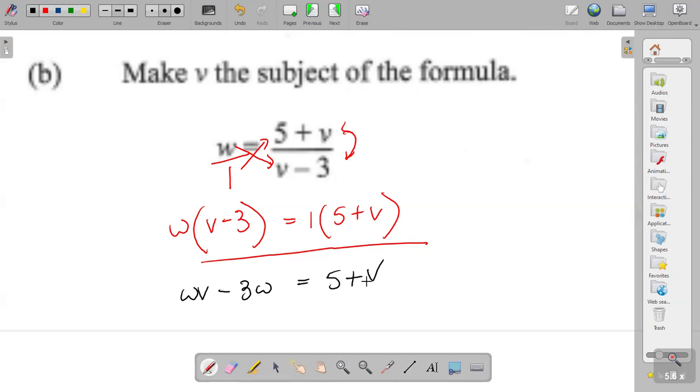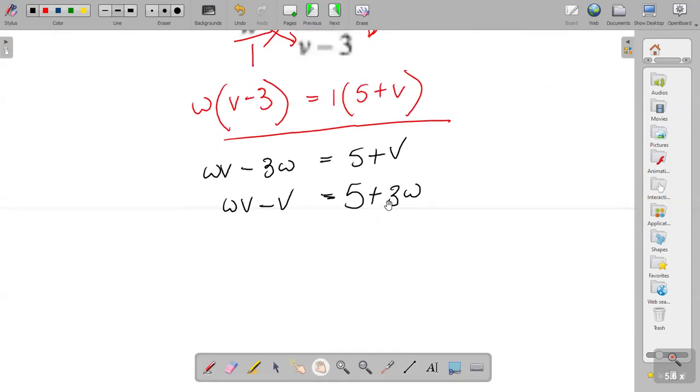This looks easier now. We could move everything with a V onto the left-hand side, and everything that doesn't have a V onto the right-hand side. So this is plus V. Let's bring it over. So WV minus V, because it was positive, so it comes over as minus, equal to 5. And we're going to move the minus 3W to the other side because it doesn't have a V. Because it's minus, when it comes over, it's going to become what? Plus 3W. Tell me if we're here already. Everybody with me so far?